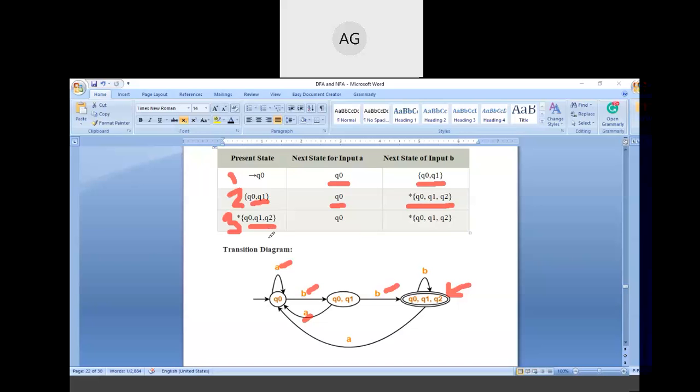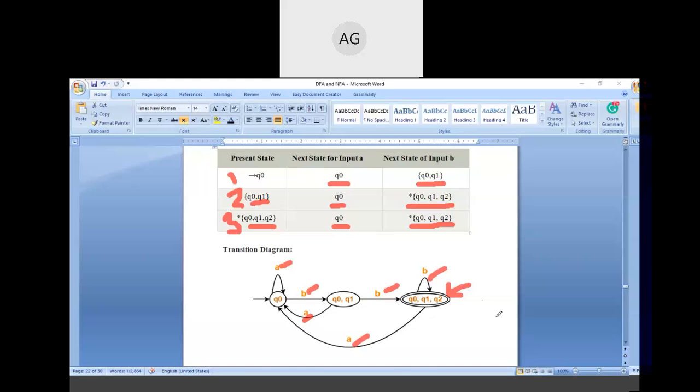Now we can write the transitions of Q naught, Q1 and Q2. On getting input A on Q naught, Q1 and Q2, we move to state Q naught. So this transition is made. On getting input B on Q naught, Q1 and Q2, we stay at Q naught, Q1 and Q2. So a self loop is made, and this transition is made. So this completes our transition diagram, as we draw this transition diagram from the transition table. All of you understand how we can draw the transition diagram from the transition table.